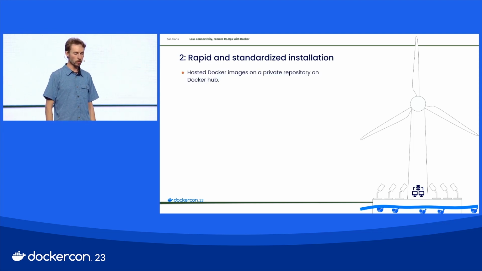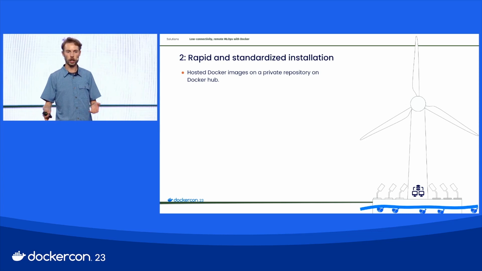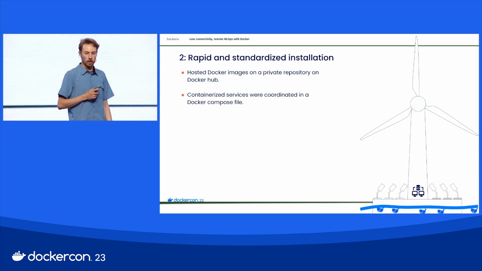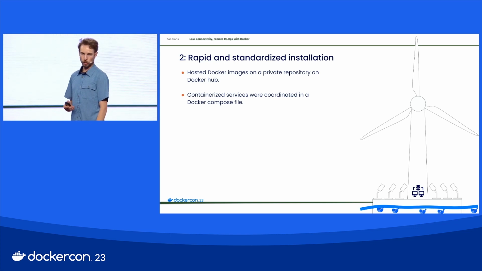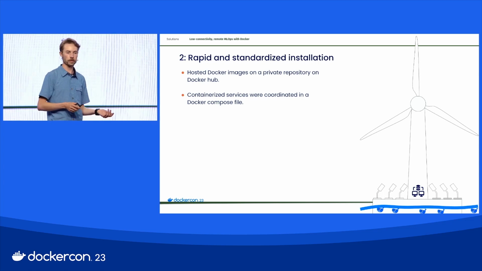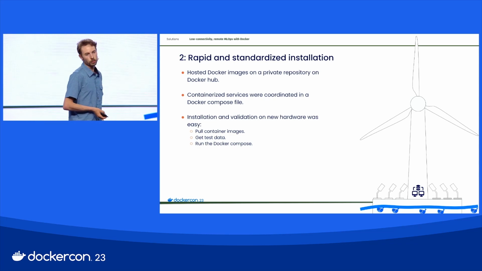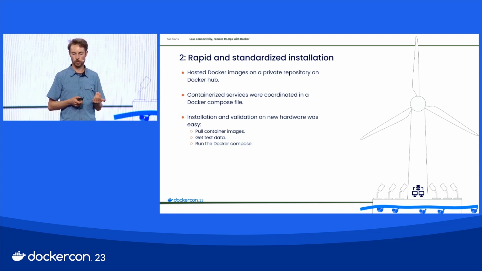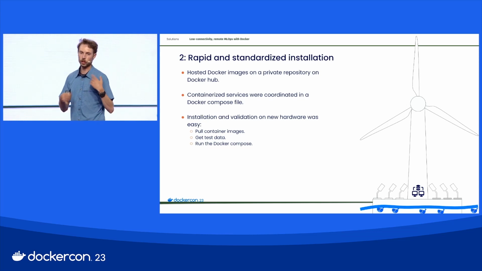Also, for installation, because we could host on Docker Hub, installing to new hardware or to testing hardware was just as simple as running a Docker pull. And we took all of these services and coordinated them in a Docker compose file that could be pre-installed on the machine, so actual hardware installers didn't have to think about it. And so the installation process, once we had our containers built and hosted, was as easy as just pulling the container images and getting test data and doing a quick run of the Docker compose to validate the installation.